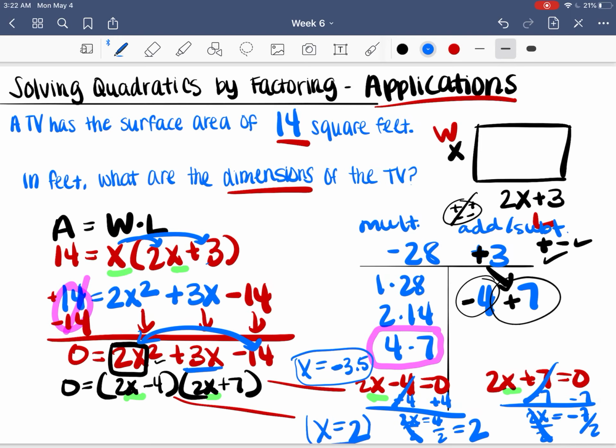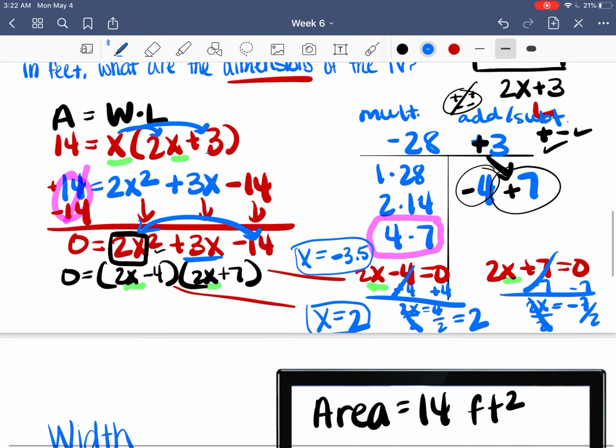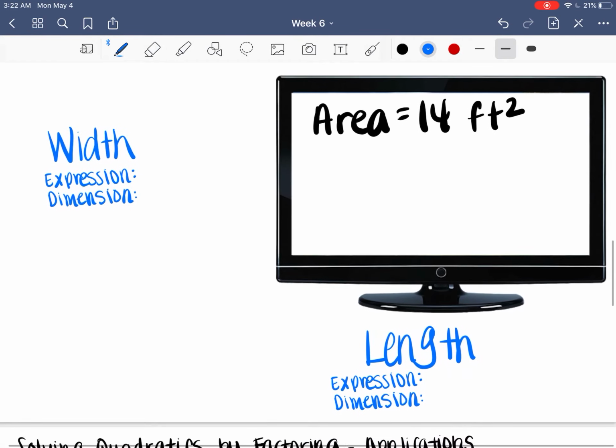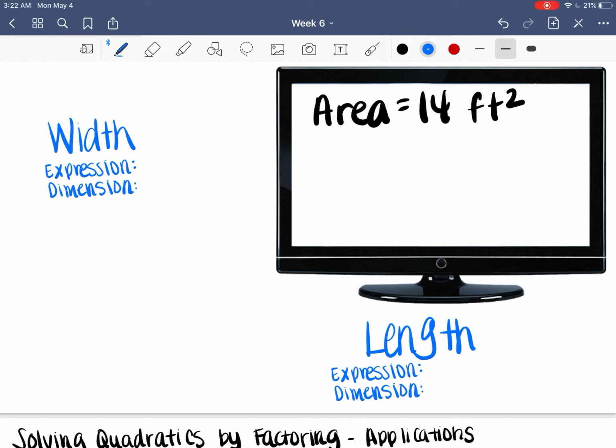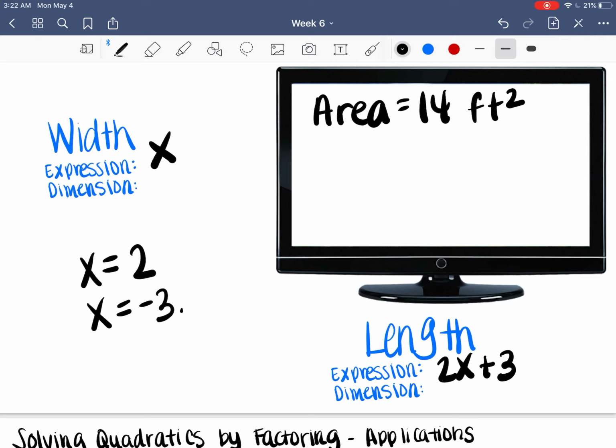So let's talk about it on the next page. Which is my true x? What would my width be? All right, so we said that my expression was my width is x and my length is 2 times my width plus 3 more feet. I said my width can either be a positive 2 or it could be a negative 3.5.